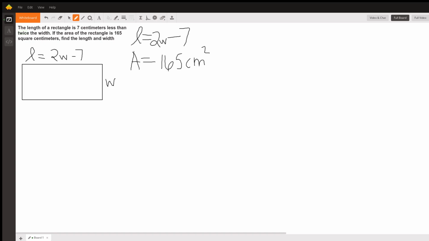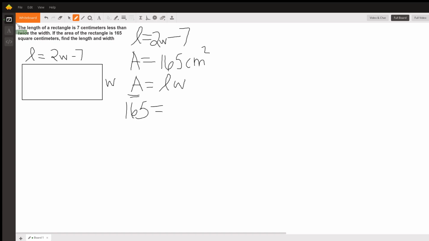Okay, so now we need to piece together this information to actually find L and find W. Before I start though, let's remember, because we know area, let's start with the area formula of a rectangle. Area equals length times width. We need this last piece of information to even get started. And let's plug in what we know. A, area, is 165. That was given to us in the word problem.